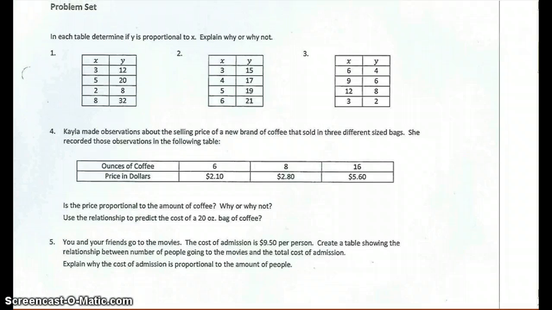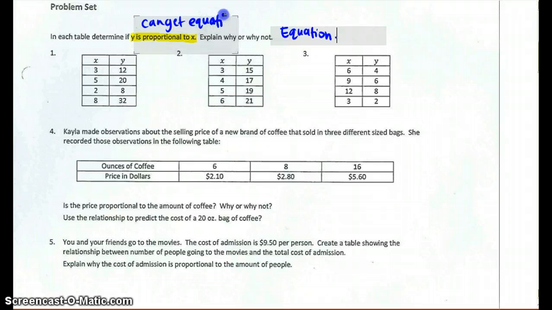The first 3 questions, they want you to determine if y is proportional to x and explain why or why not. I also extended that question to include the equation. So if it is proportional, then you can get an equation. If it's not proportional, then an equation cannot be written. Let's look at problem 1.